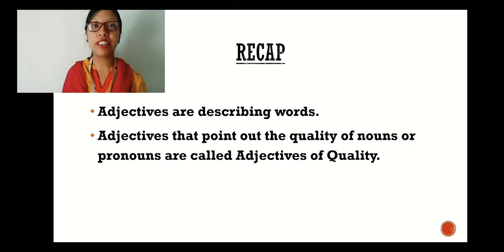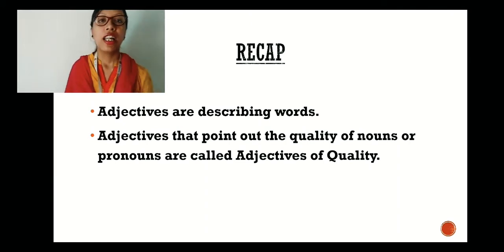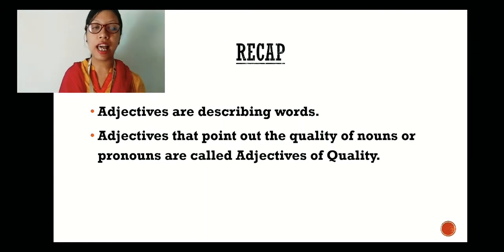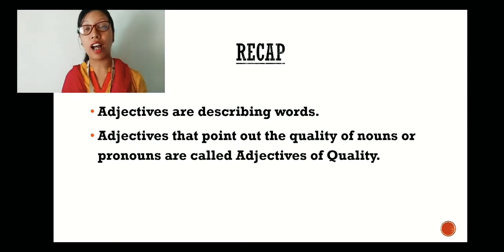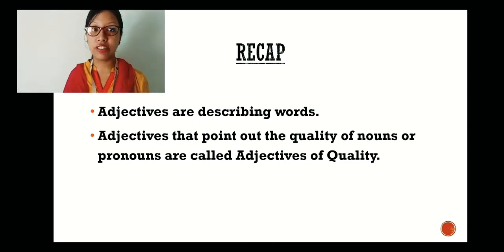So in our previous class, we have learnt about adjectives and adjectives of quality. So what are adjectives? Adjectives are describing words. They describe the noun or the pronouns. Then we have come to know about the adjectives of quality. Adjectives that point out the quality of nouns or pronouns are called adjectives of quality.